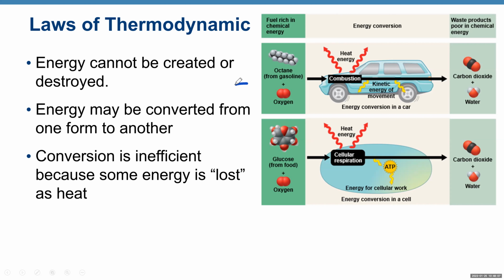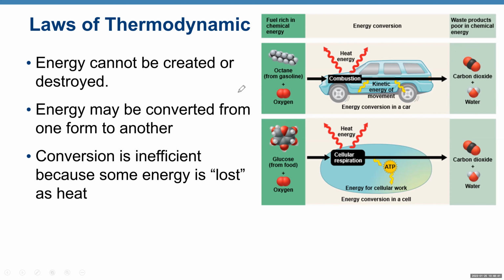So here's a good example, how we have potential energy. It's a chemical potential energy from gasoline. And in the presence of oxygen, through a reaction called combustion, this energy of chemical bonds in the gasoline is transformed into kinetic energy that moves your car, movement of your car, right? And we have waste products, carbon dioxide and water.